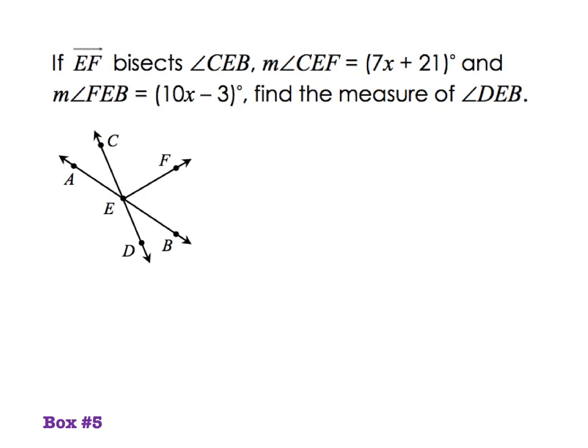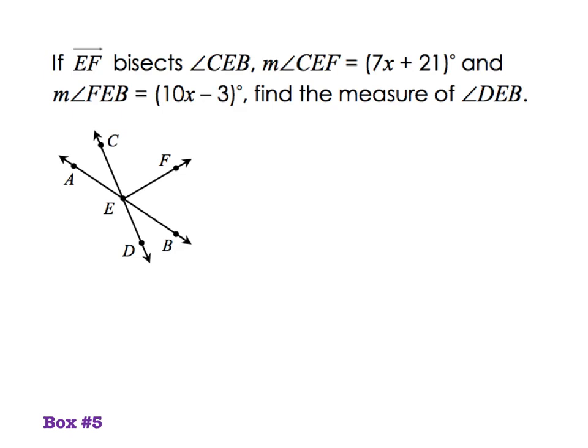Okay, let's go ahead and get started. It says, if EF bisects angle CEB, the measurement of angle CEF is 7x plus 21, and the measurement of angle FEB is 10x minus 3. Find the measurement of DEB. And you're thinking, Mr. Franco, what are you talking about? Okay, so let's go ahead and get started.